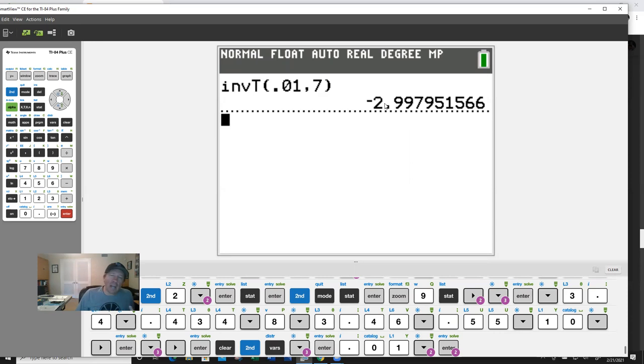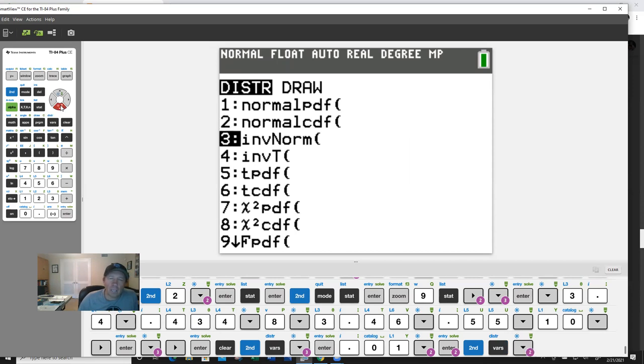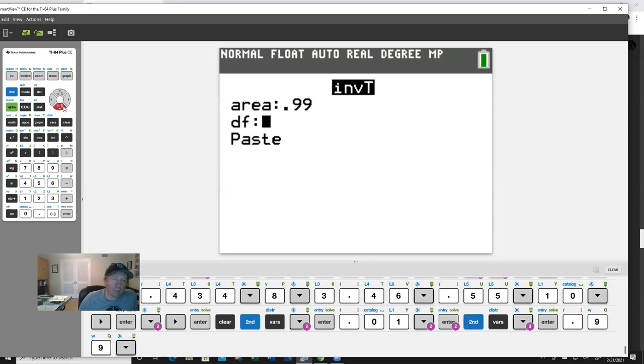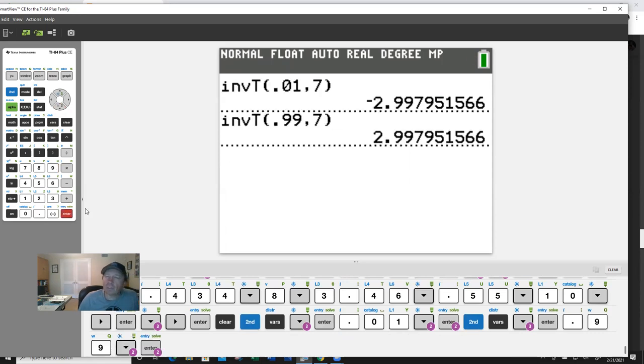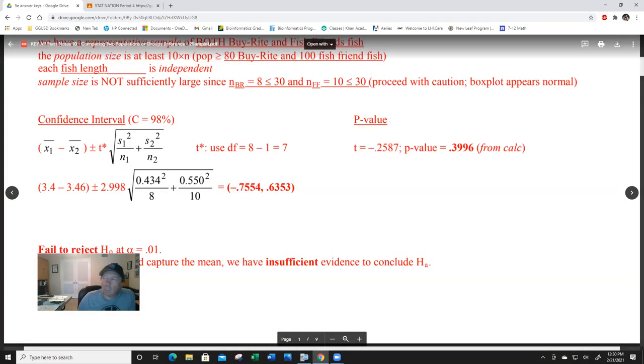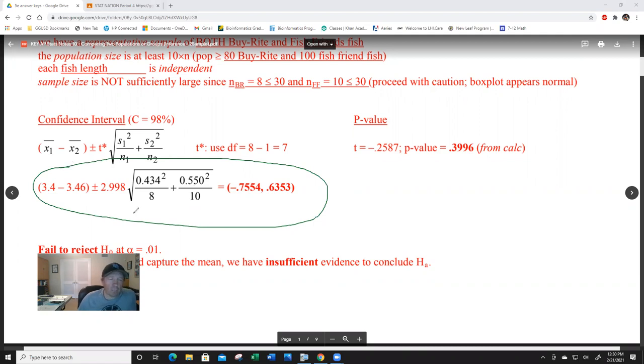So it comes out negative the way I do it. There's other ways to do it. So I can go second distribution inverse t instead of doing 0.01, I do 0.99, right? That'll give you the positive one. But to be consistent with the table, you can just do that and you end up getting 2.998. All right, great. Okay. And once you got that, of course, we are now right here, okay? And then you can punch that in your calculator, and I'll do that in a second for you. All right, so let's get the calculator back up and let's punch it in.